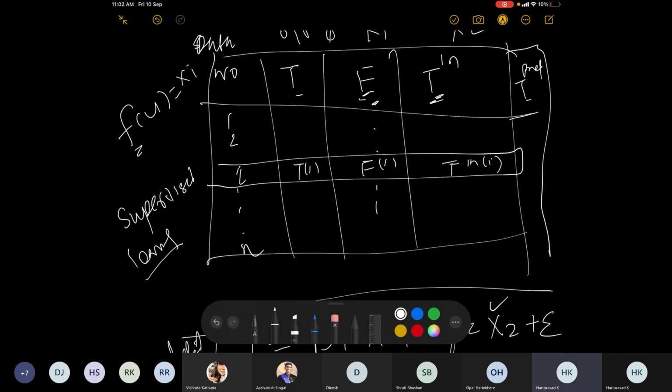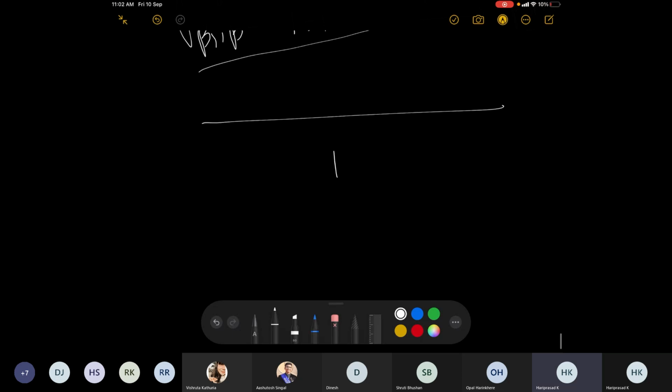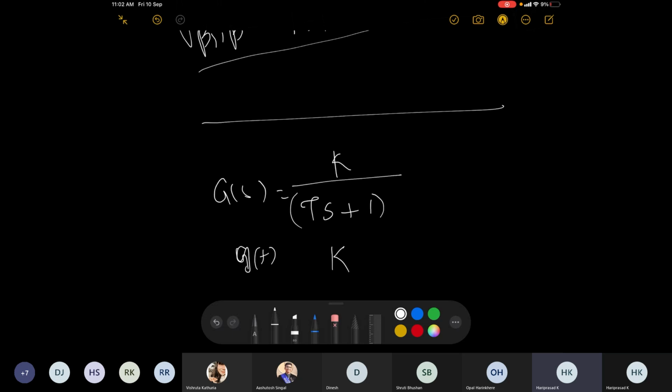Okay, we'll come to that. I can give you a very small example, and we'll stop at that point. So let's say k by tau s plus 1. So this is your G of s, correct? Assume this. So when you take an inverse, which is y of t, this would most likely be the expression. Correct?